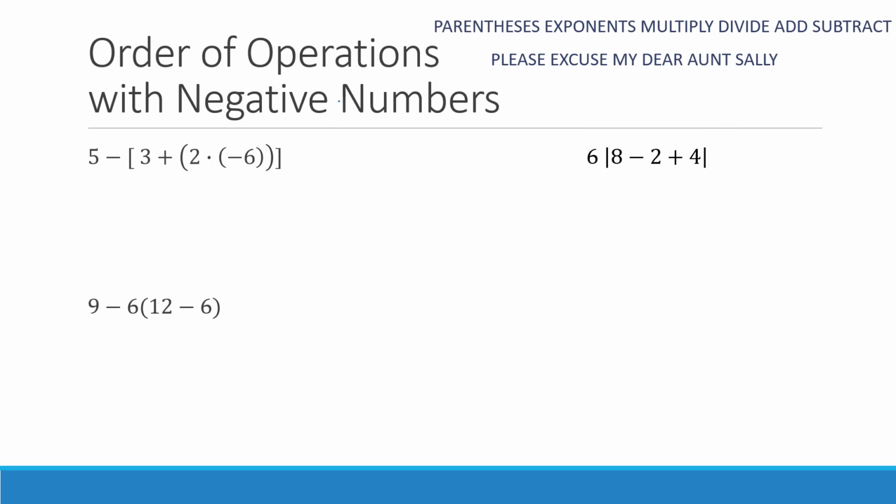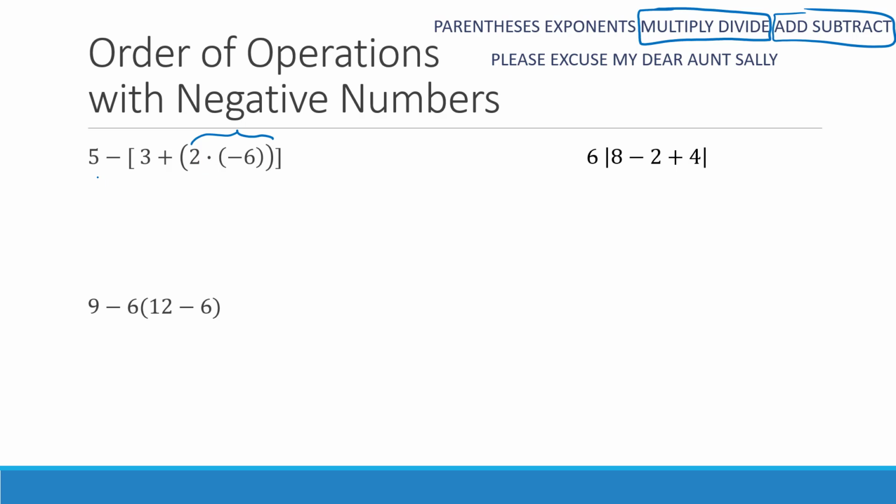Let's talk about, as our last topic, order of operations with negative numbers. Order of operations still applies. Please excuse my dear Aunt Sally. Remember, like we talked about in the very first video, multiplication and division go together, and addition and subtraction go together. So in this problem, you have brackets, and then you have parentheses inside the brackets. So this right here is going to be my starting point.